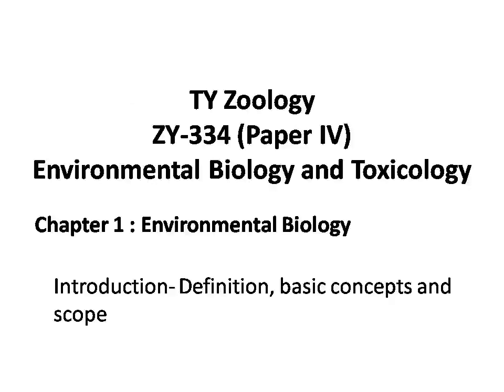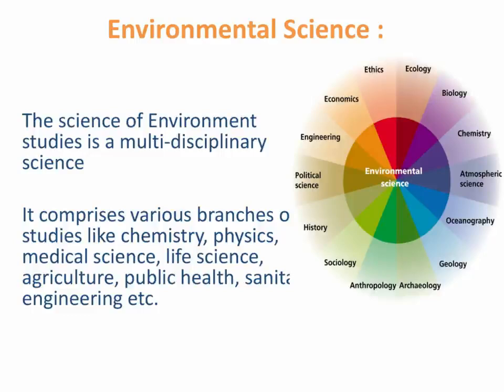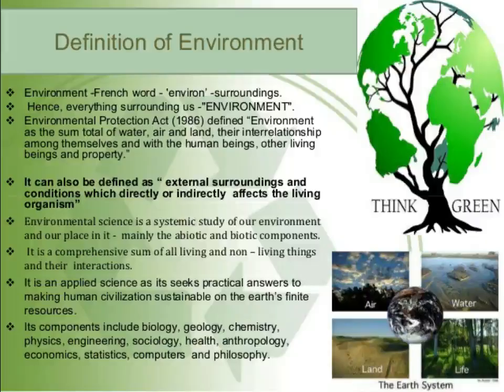TY.B.Sc Zoology, Environmental Biology, paper number 4. Chapter 1, Environmental Biology: Definition, Scope and Importance. The science of environmental biology is a multidisciplinary science because it consists of various branches of study like chemistry, physics, medical science, life science, agriculture, public health, sanitary engineering, etc. It is a science of physical phenomena in the environment.